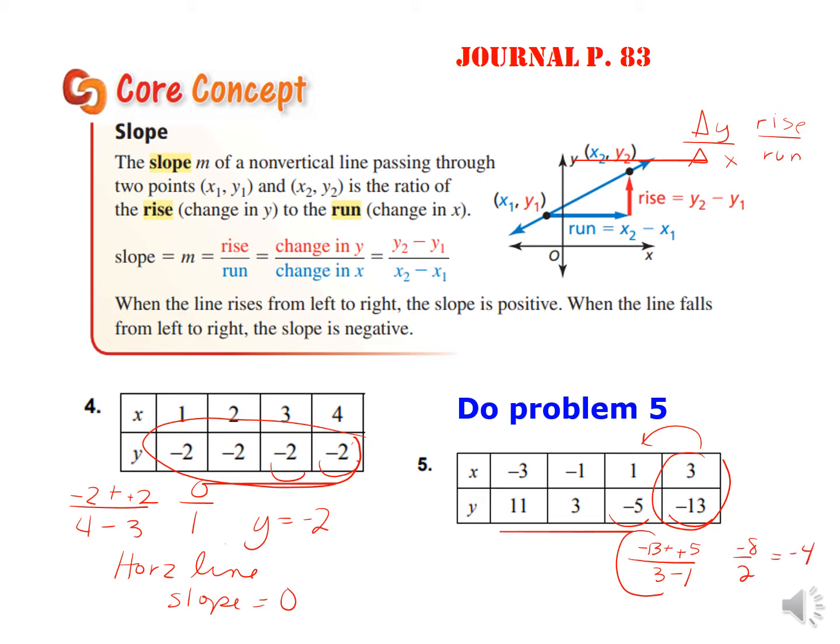So let's try 2 different points. Let's try these 2 points. So I'm going to go 3 minus 11 over -1 minus -3. Zip-zap, 3 minus 11 is -8 over -1 plus 3 is 2. So again, I get -4. It doesn't matter which 2 points on a graph you use or how far apart they are, it will always reduce to be the same slope.